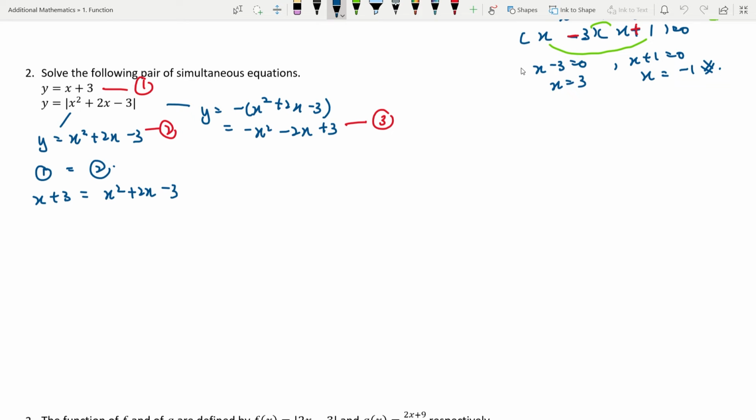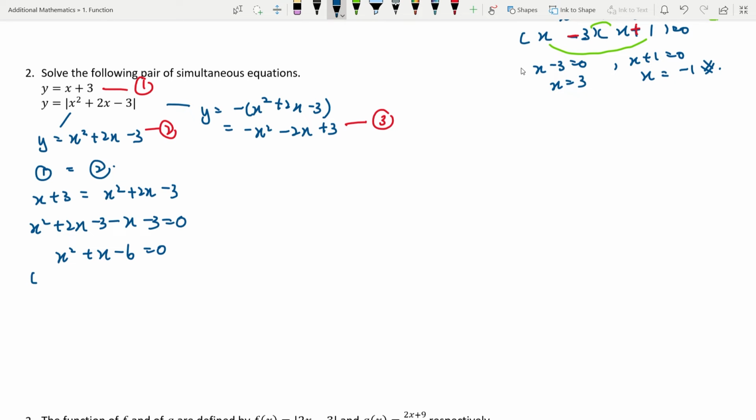This is a quadratic equation. We move all the terms to one side. For this one, we'll bring all the terms to the right side. We have x squared plus 2x minus 3 minus x minus 3 equal to 0. Simplify the equation. We have x squared plus x minus 6 equal to 0.